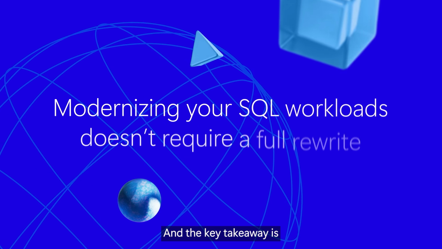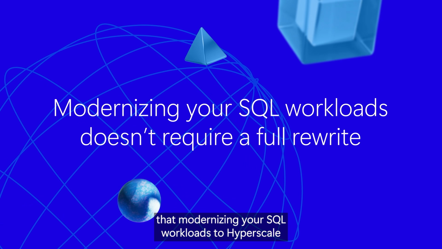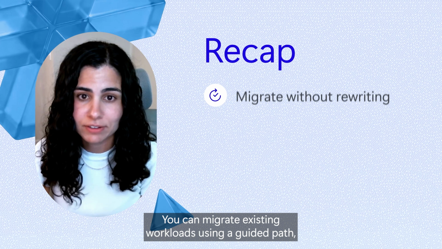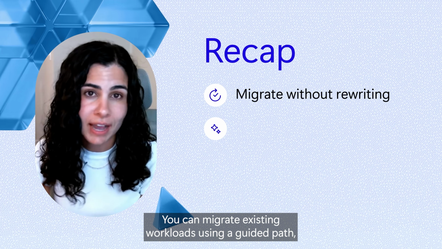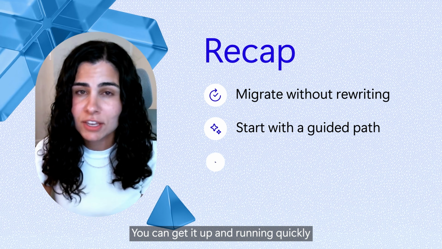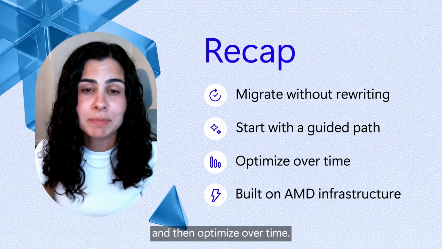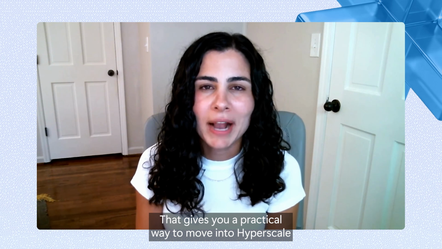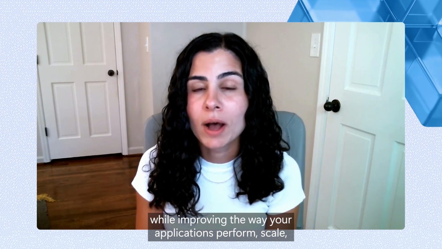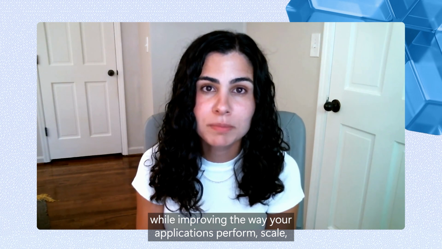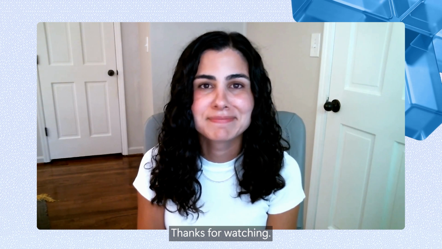Thanks, Bob. And the key takeaway is that modernizing your SQL workloads to Hyperscale doesn't require a full rewrite. You can migrate existing workloads using a guided path like the one you saw from Bob. You can get it up and running quickly and then optimize over time. That gives you a practical way to move into Hyperscale while improving the way your applications perform, scale, and operate in the cloud. Thanks for watching.